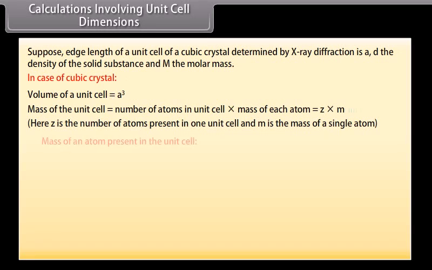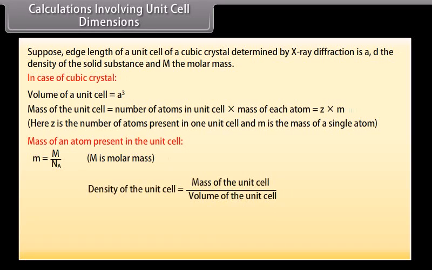The mass of an atom present in the unit cell, m, is equal to M upon N_A, where M is the molar mass. The density of the unit cell is equal to the mass of the unit cell upon the volume of the unit cell. Therefore, it is equal to z times m upon a cubed, which is equal to z times M upon a cubed N_A, or d is equal to zM upon a cubed N_A.